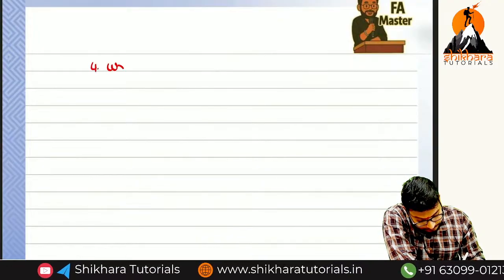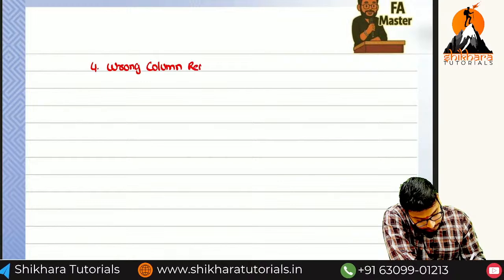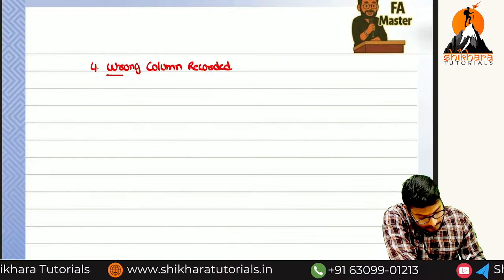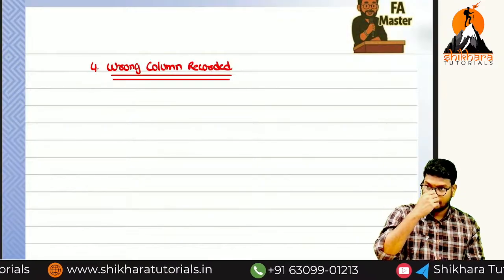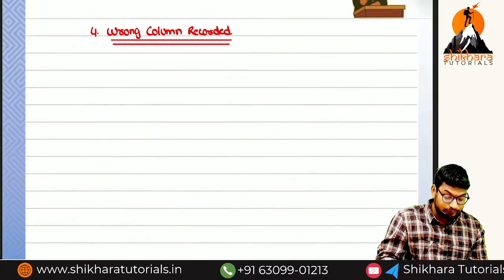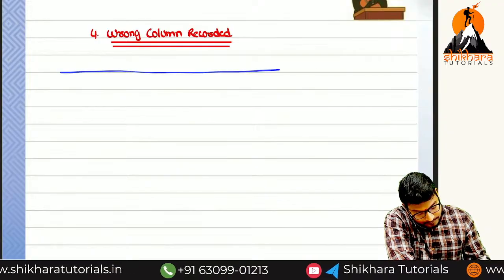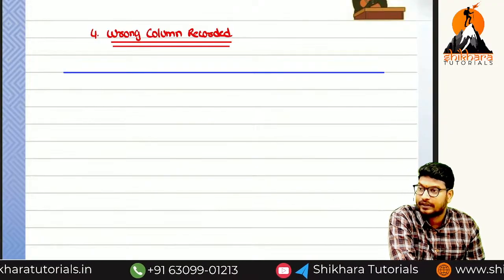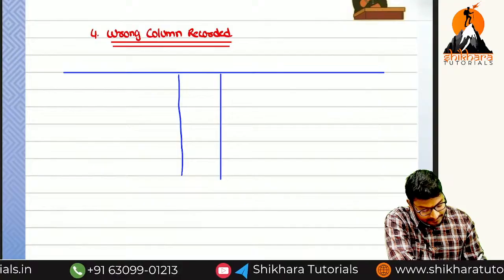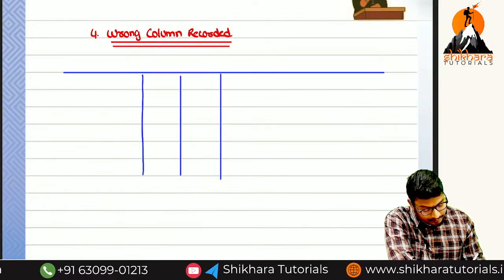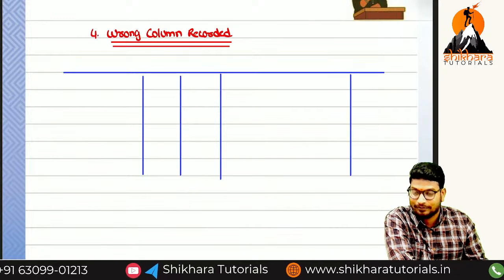Fourth one. Wrong column recorded. Okay, what we can do, ma? Wrong column means open a 2-column cash book, ma. Open a 2-column cash book. I think you know the 2-column cash book. Okay, by God's grace. Otherwise, I need to say again 2-column, 3-column, single column.